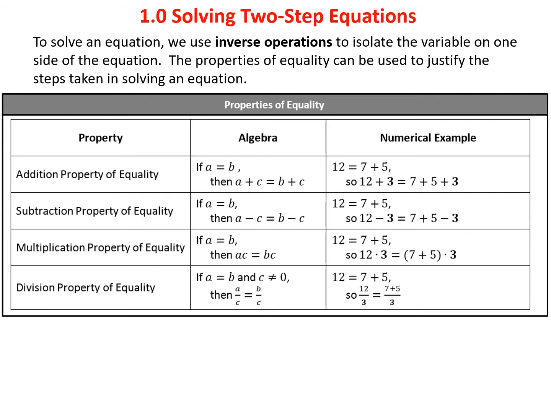Listed below right here are the properties of equality. These basically say that if I have two expressions that are equal, the addition property says if I add the same thing to both sides, they're still equal. The subtraction property says if I subtract the same number from both sides, the equation is still equal. Likewise, multiplication: if I multiply both sides by the same number, the equation is still equal. And division: if I divide both sides by the same number, it is still equal. The only exception in division, of course, is we cannot divide by 0.